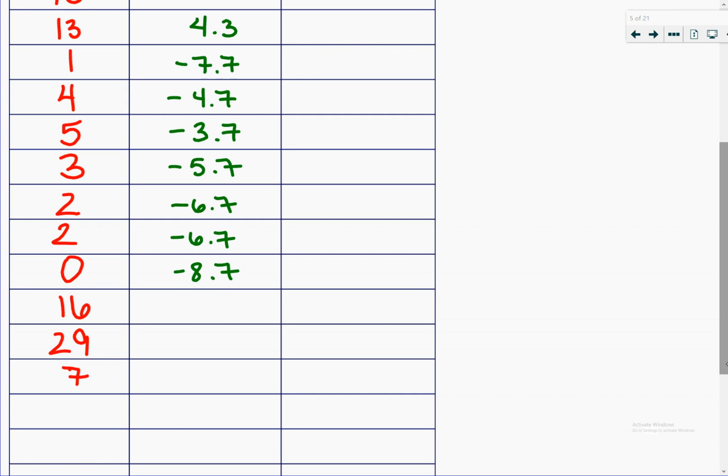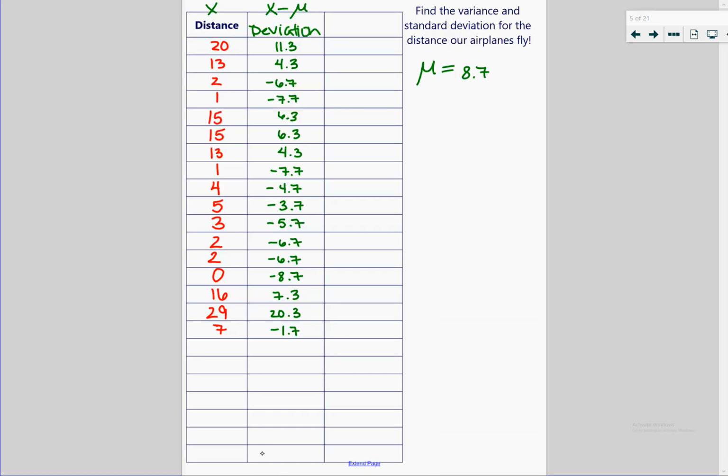16 was 7.3, 29, 20.3, and negative 1.7. Okay, and let's go ahead at the bottom then. Let's just list the sum of that column. Remember, it might not be exactly 0 here because we rounded that 8.7, but it should be pretty close. So 11.3, 4.3, negative 6.7, negative 7.7, 6.3, 6.3, 4.3.